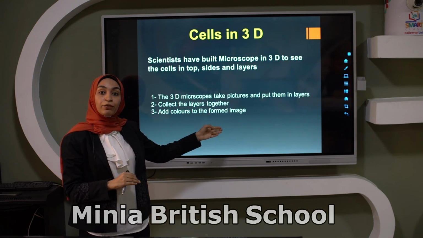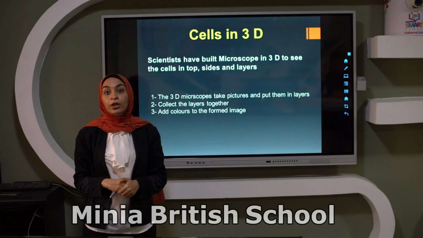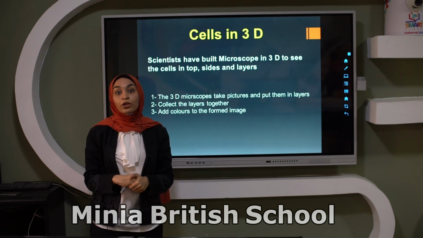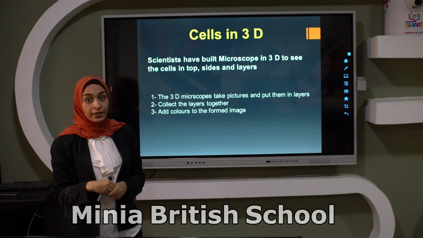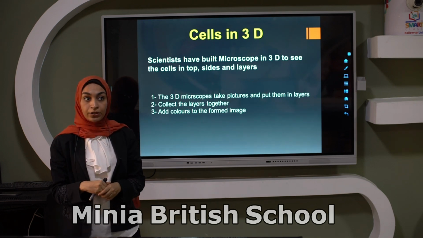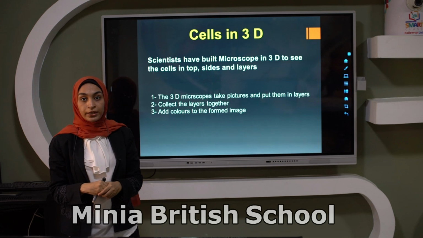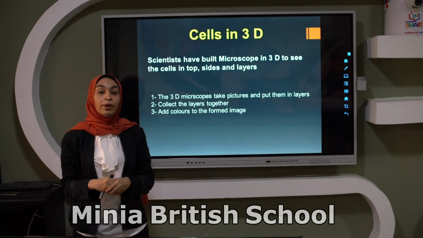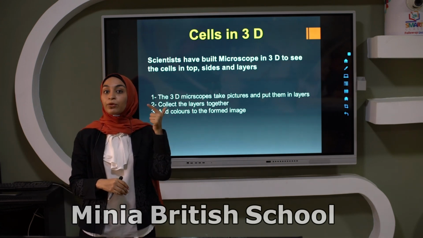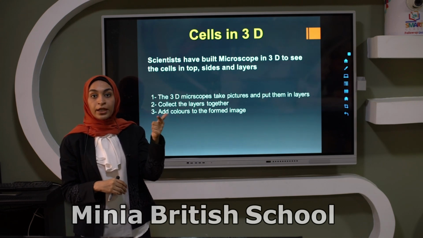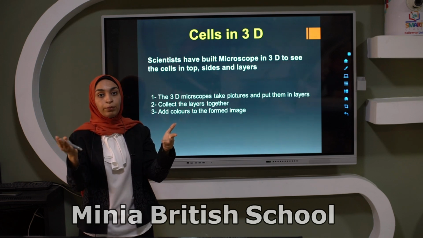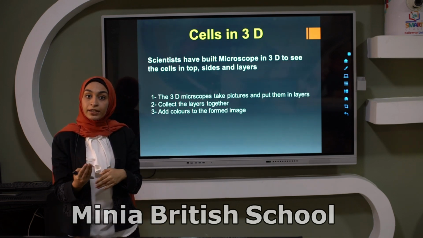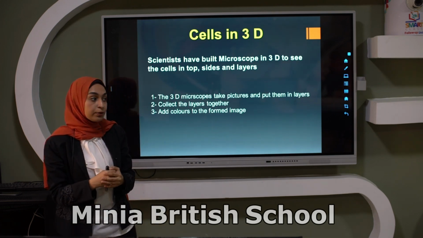Also, they have a very important function, which is to help doctors treat and discover dangerous diseases, especially cancer. This is the end of lesson 6. So lesson 6 talks about the cell biologist, the importance of staining or dyes, and also the structure of the 3D microscope and its function or importance. Let's answer some questions about lesson 6.